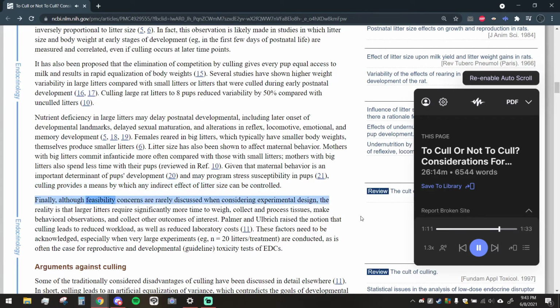Finally, although feasibility concerns are rarely discussed when considering experimental design, the reality is that larger litters require significantly more time to weigh, collect and process tissues, make behavioral observations, and collect other outcomes of interest. Palmer and Ulbrich raised the notion that culling leads to reduced workload, as well as reduced laboratory costs. These factors need to be acknowledged, especially when very large experiments, for example n=20 litters per treatment, are conducted, as is often the case for reproductive and developmental guideline toxicity tests of EDCs.